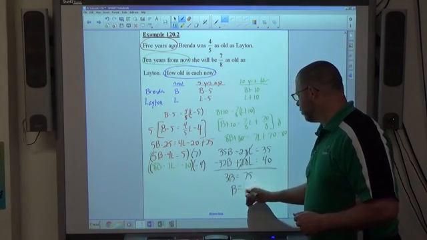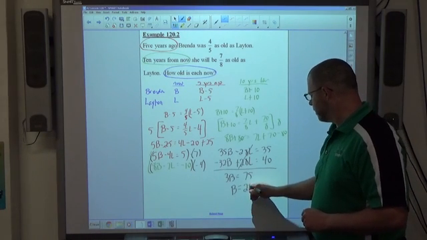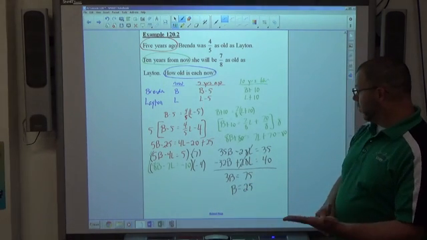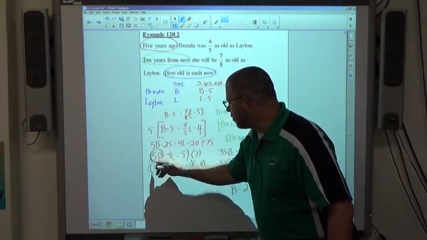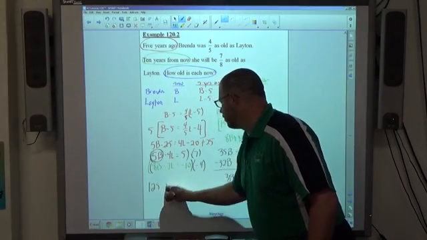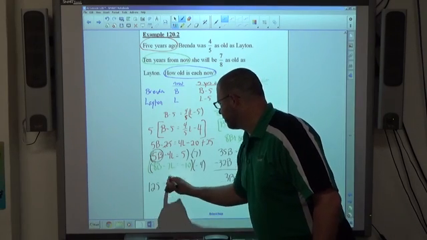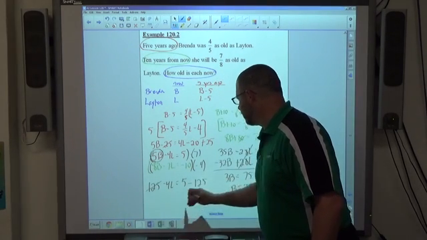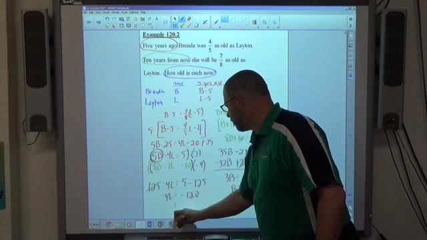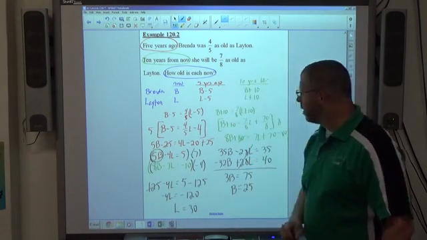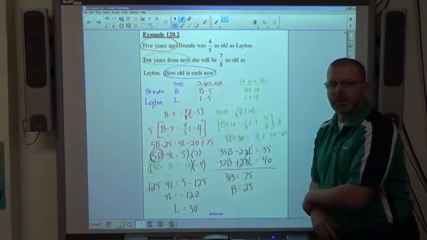Divide, I get b is equal to 25. Once I know what b equals, I go back. Let's go to the red equation. 5 times 25 is 125. Minus 4l is equal to 5. 125 moves over, so negative 4l is equal to negative 120. So L is equal to 30. So Brenda's age now 25, Leighton's age now 30.